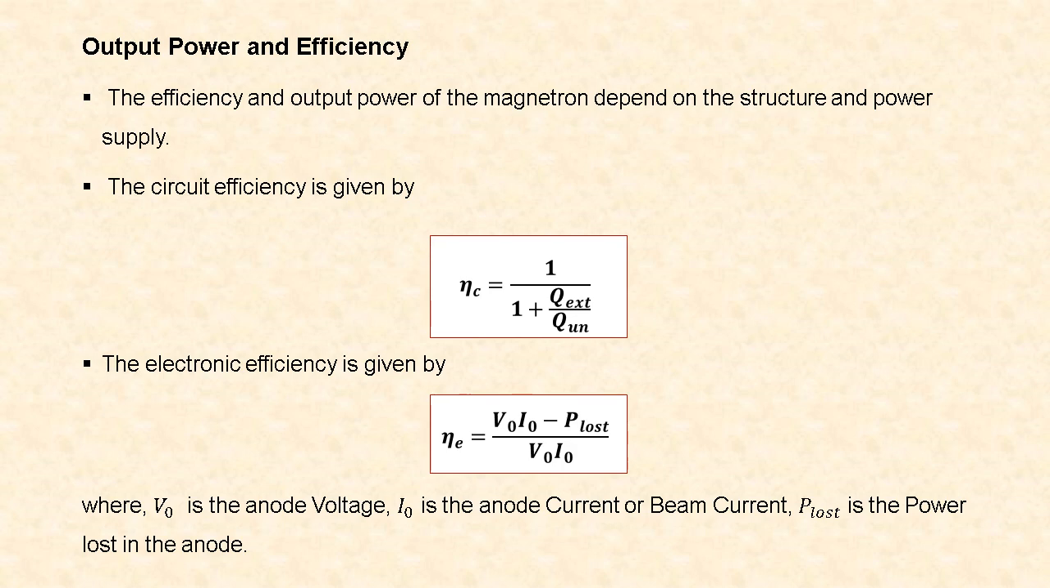The electronic efficiency of magnetron is given by eta E is equal to V naught into I naught minus P lost divided by V naught into I naught. Here V naught into I naught is the input power and V naught into I naught minus P lost is the output power. Here V naught is the anode voltage, I naught is the anode current or beam current, and P lost is the power lost in the anode.